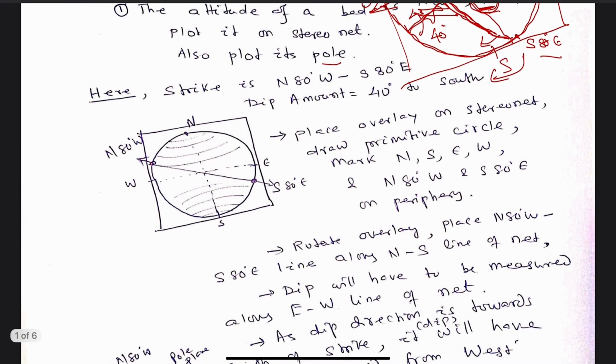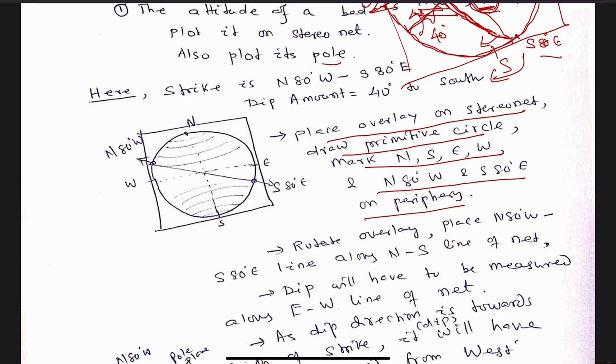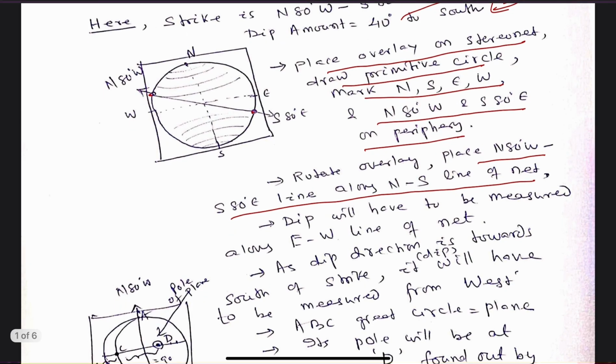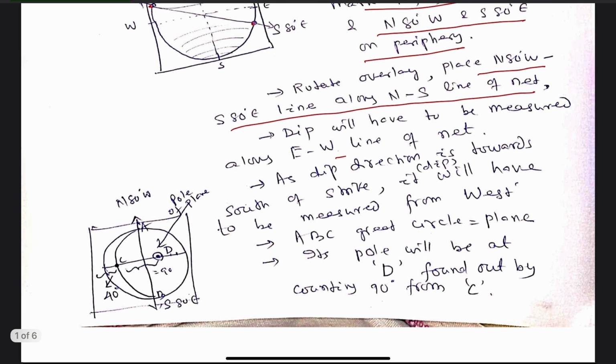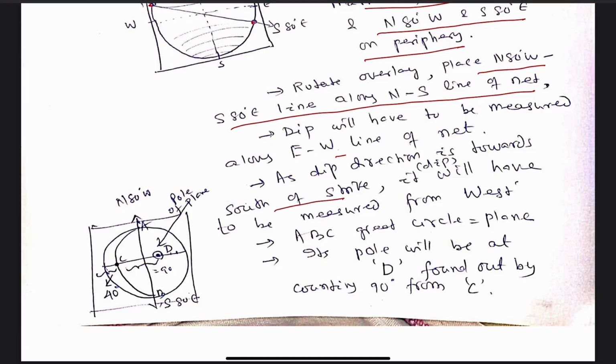So here it has been described. Place the overlay on the stereonet, draw the primitive circle, mark north, south, east, west lines, and north 80 degree, south 80 degree, east and west on the periphery. These points. Rotate the overlay, place north 80 degree west, south 80 degree east on the north-south line of the net. Dip will have to be measured along the east-west line of the net. As dip is towards south of the strike, it will have to be measured from the west.